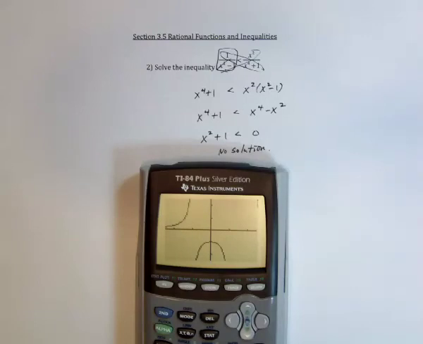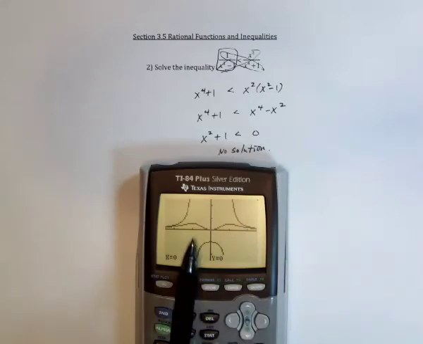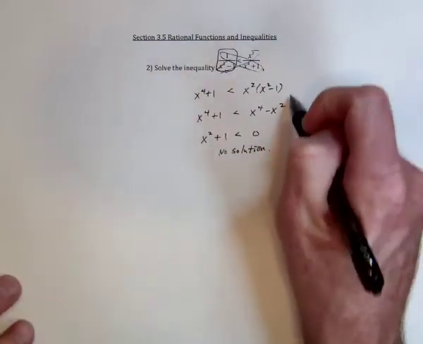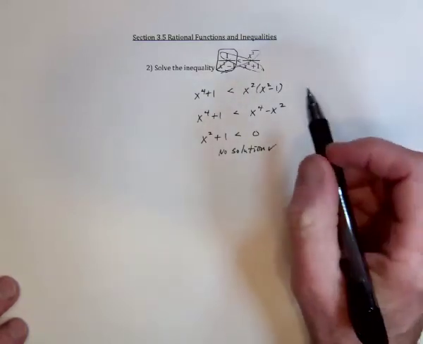So here goes the first function again. And when is it ever below this function? Well, I can see this is part of the first function. And it is below this second function, so no solution is not correct. It looks like between negative 1 and positive 1, the first function does have a branch that's below the other function. So what happened? Well, all of this algebra is correct. This is fine. No solution as far as that.